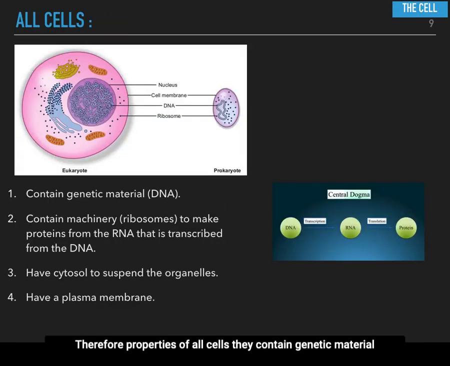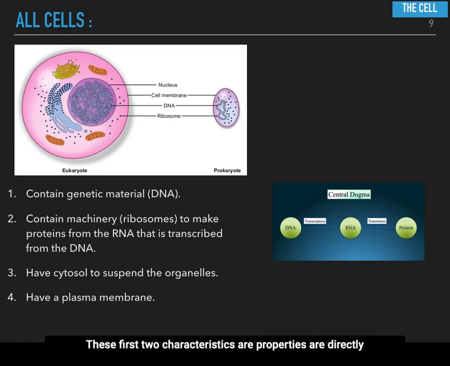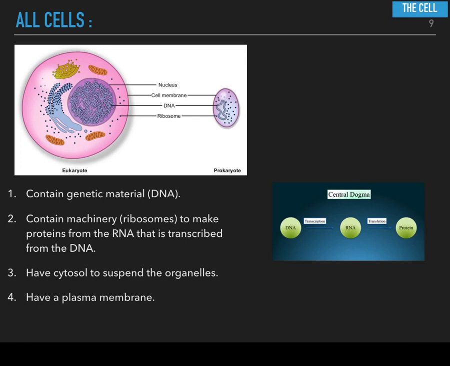There are 4 properties of all cells. They contain genetic material, DNA. They contain ribosomes. These first 2 characteristics or properties are directly correlated to the central dogma of biology. That is, that DNA is transcribed into RNA within the nucleus of a cell, and that RNA is translated into protein in the ribosomes of the cell.